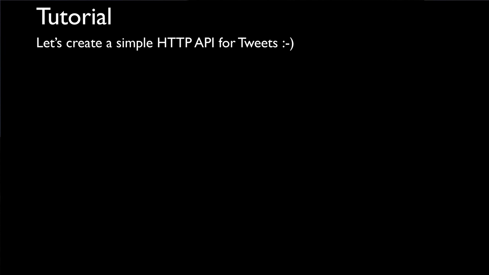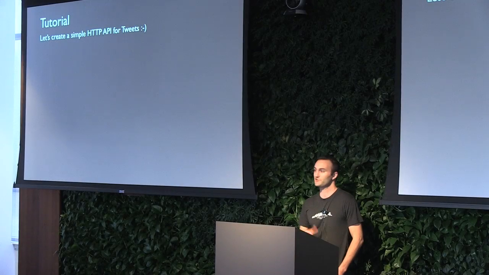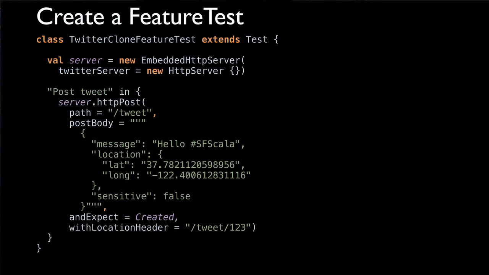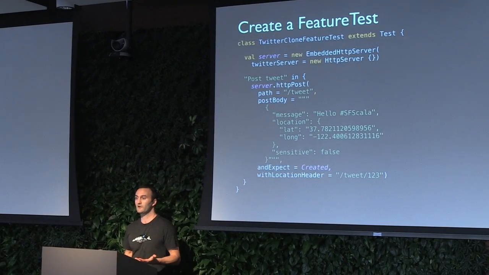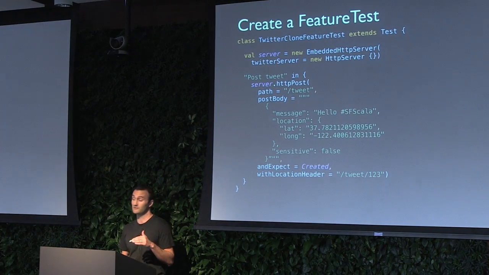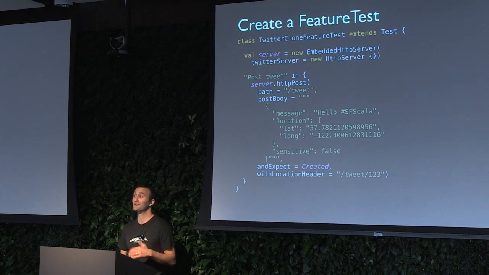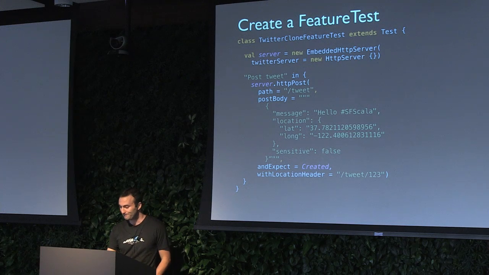OK, so let's get right into it and see some concrete examples of Finatra V2 in action. We'll create a simple HTTP API that lets you post tweets. But first, before we start writing some code, let's create a feature test first. Feature tests are a form of black box testing where we start a locally running server and issue actual HTTP requests and assert actual HTTP responses that are returned. In this way, we test the externally visible features of the API, hence the name feature testing.